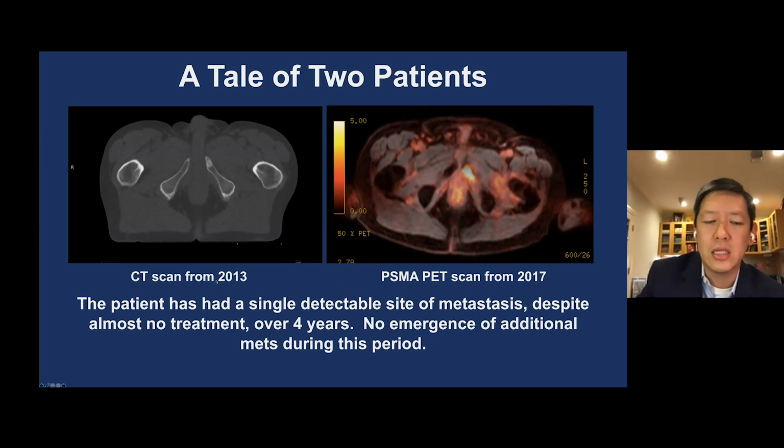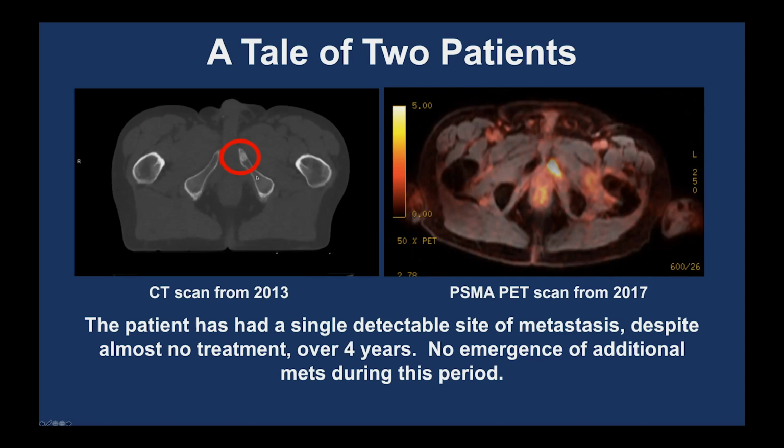Now, what's interesting was I went back to his old records from the other hospital, and I got the old CT scan from 2013. And what you can see here is that in 2013, he actually had this little spot of disease, again, in this left pubic ramus that we can now see in 2017. Radiation therapy was given to him at the outside hospital in 2013, but they didn't see this particular spot, and so they didn't treat the spot.